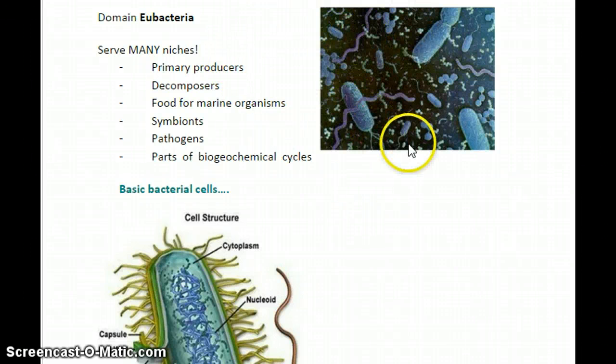So bacteria are within the domain eubacteria. They fill pretty much every niche you can imagine. They can be primary producers if they're photosynthetic or chemosynthetic. They can be decomposers, they can be food, they can be involved in symbiosis, they can be pathogens, and they can be an important part of certain biochemical cycles, which, if you think about on land, that happens a lot with decomposition in the ground, which kind of links into decomposers, or nitrogen fixation, which is the way that a lot of plants like legumes, which include peanuts and lentils, they depend on nitrogen fixation by bacteria.